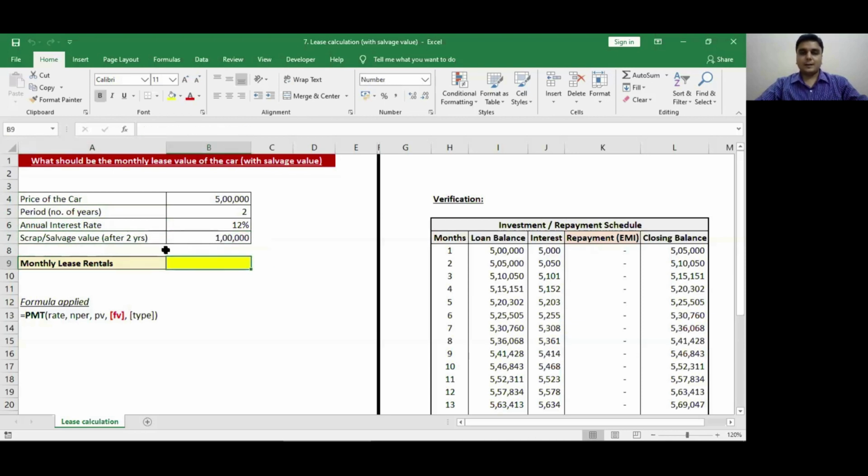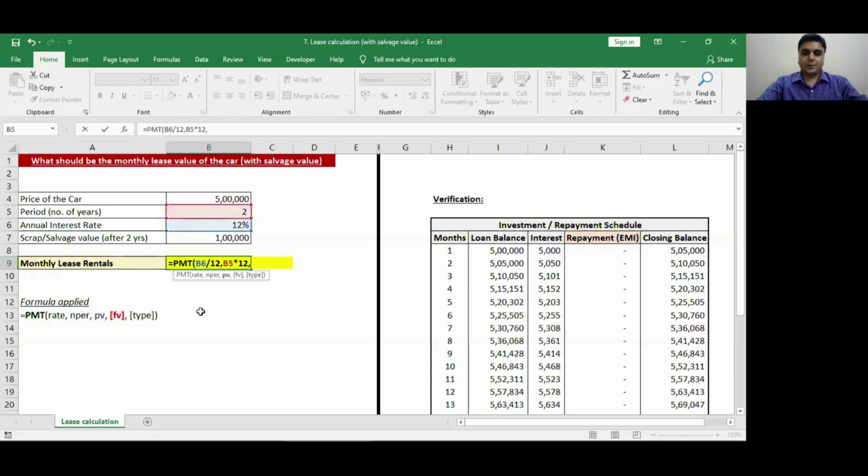So how much monthly rental should I charge from the customer so that I'm able to get 12% rate of interest? Since इस क्वेश्चन में भी इंस्टॉलमेंट्स हमें कैलकुलेट करनी है, so we will use the function PMT. It is asking me to input rate. I will divide this by 12. It is asking me to input number of periods. It will be 12 into 2, comma.